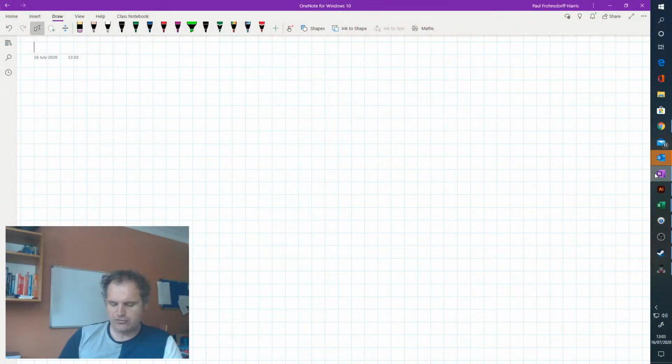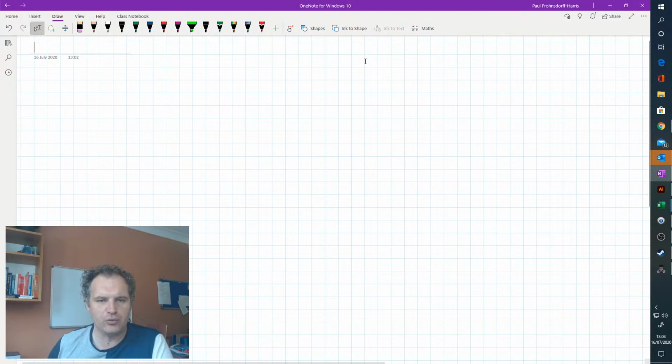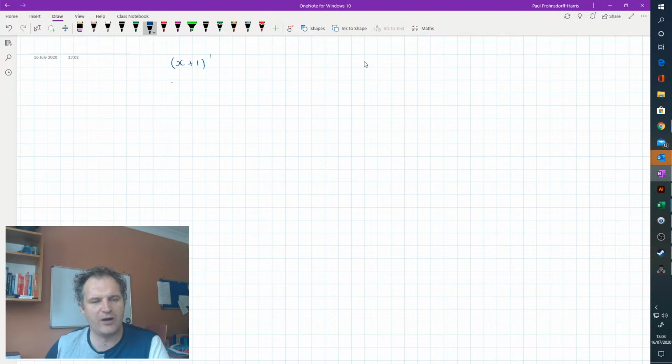So, the binomial expansion. I'm going to start off by going straight over here and introducing something called Pascal's Triangle. Now, Pascal's Triangle is used, but not necessarily known that it's used. If I was to expand this, x plus 1 to the power 1, you will notice I get one lot of x and 1.